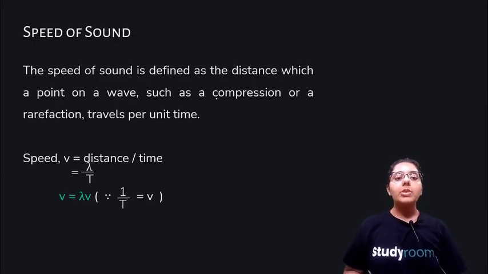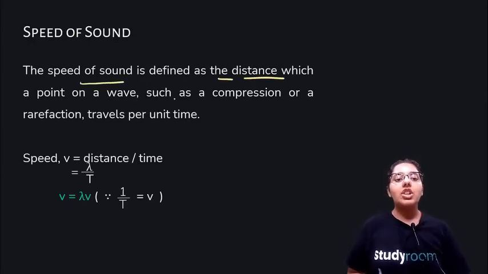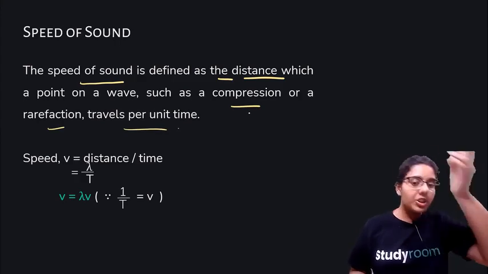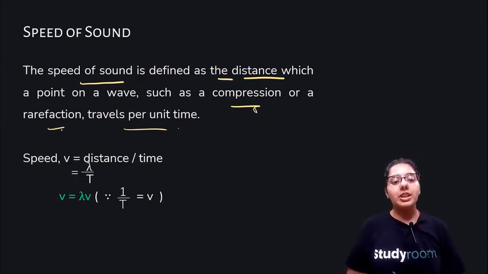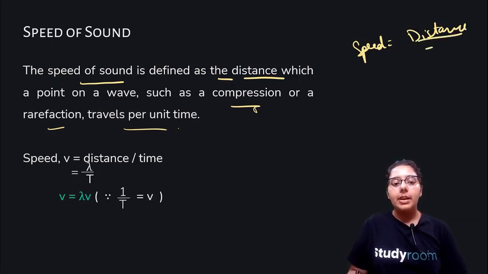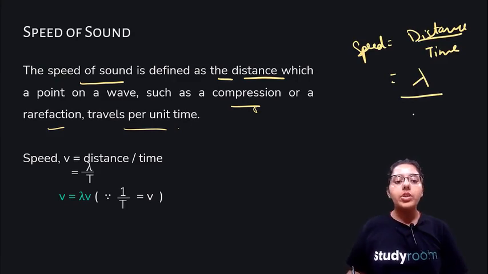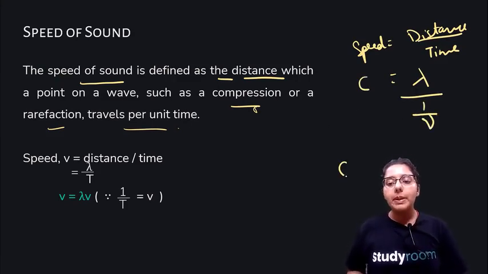Now let's study about speed of sound. The speed of sound is defined as the distance which a point on a wave such as compression or a rarefaction travels per unit time. So compression was your high pressure region and rarefaction was your low pressure region, right? So we know speed is equals to distance upon time, right? What is your distance? Distance is your lambda. What is your time? Time is your 1 upon nu, right?